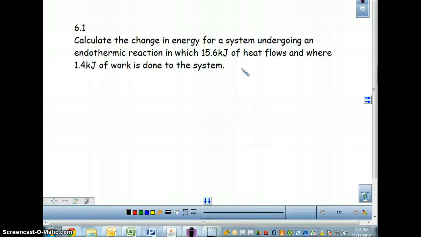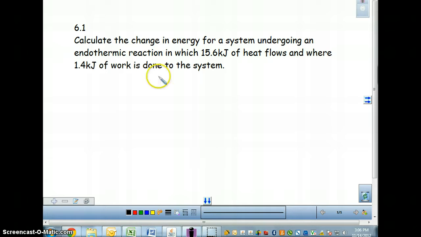The following is example 6.1 out of the textbook on page 246. We're asked to calculate the change in energy for a system undergoing an endothermic reaction in which 15.6 kilojoules of heat flows and where 1.4 kilojoules of work is done to the system.